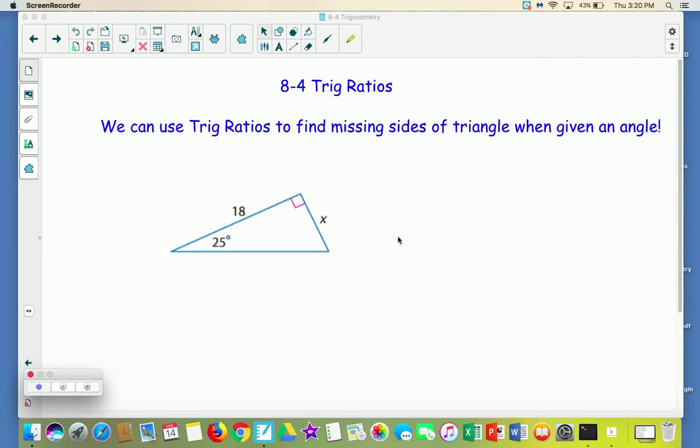Hello, geometry students. I am teaching 8-4 trig ratios. This one's just about finding the sides.